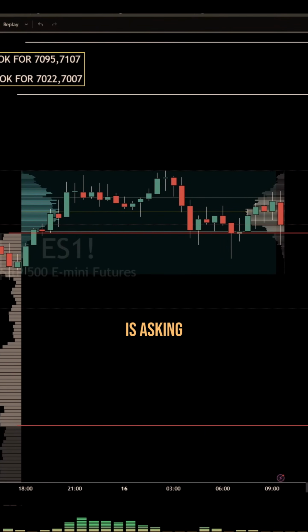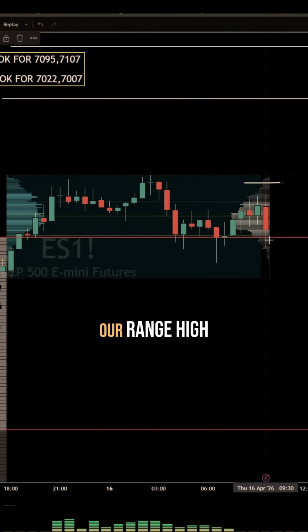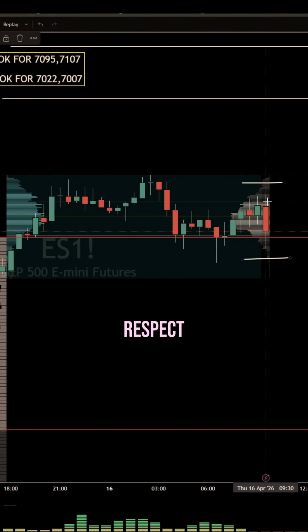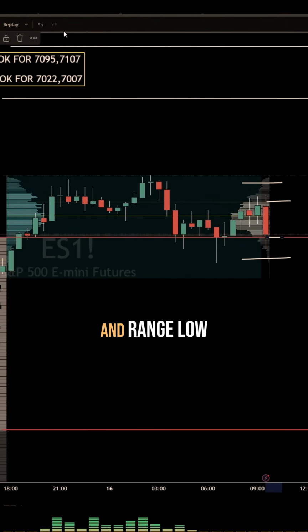So your question is asking if the range is outside of the value area. So basically, imagine our range high here and our range low here. Do we respect the value levels or do we respect the range high and range low?